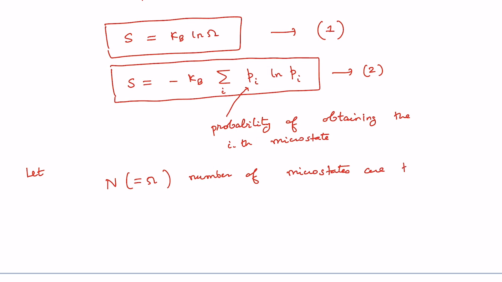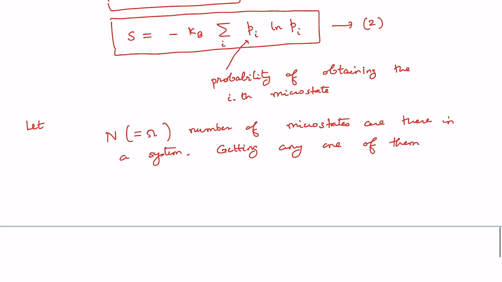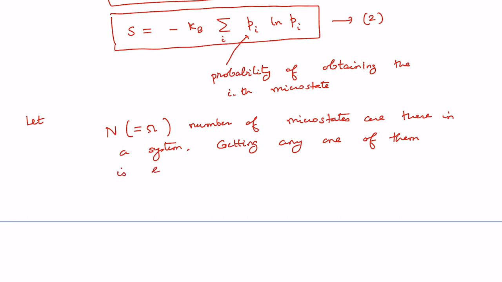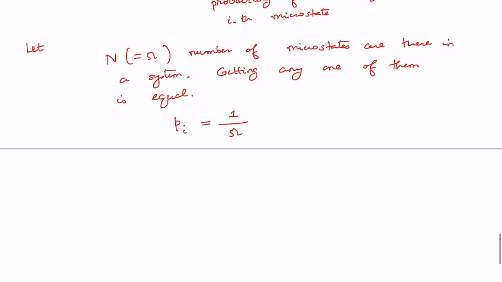Microstates are there in a system, and all of them are equally probable. That means getting any one of the microstates is equally likely. The corresponding probability of getting any microstate, let us take the ith microstate, would be given by 1 by omega, right? Capital omega, which is the number of microstates.